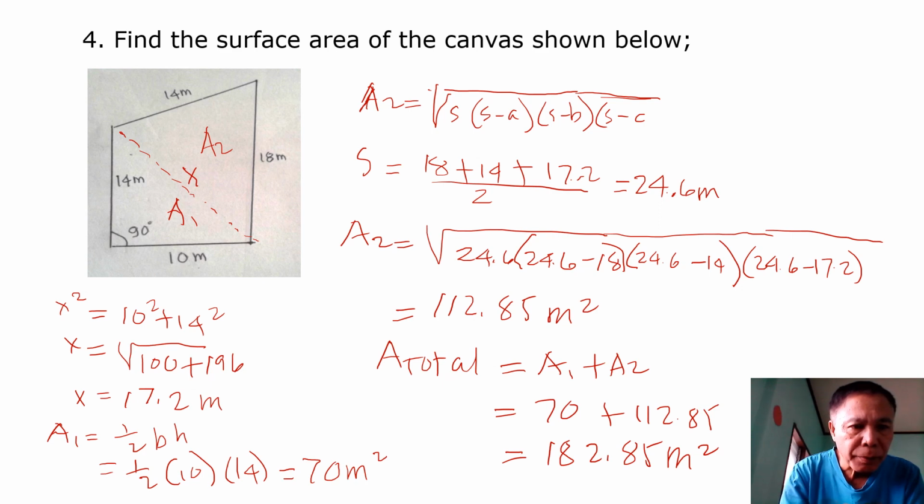You have to make two triangles. The one could be solved by 1/2 bh because of the 90 degrees. This one, three sides given, but solve first the x, the hypotenuse of the first triangle. Once you have the value of x, you use Hero's formula on the three-sided triangle. So you add those two areas, you got a total of 182.85 meters squared. So you have to study this one because our quiz next meeting would be similar to this problem.